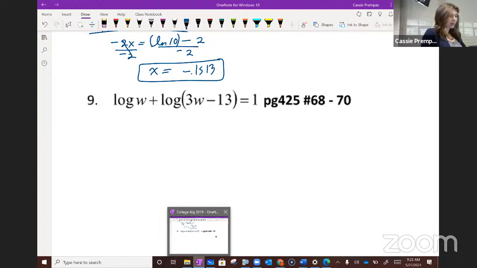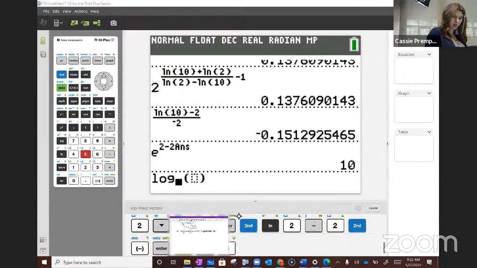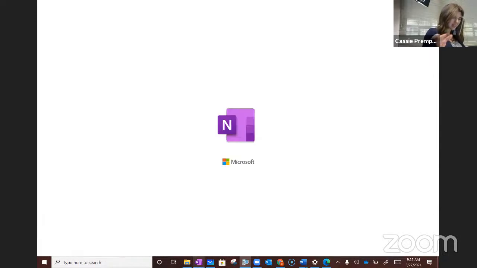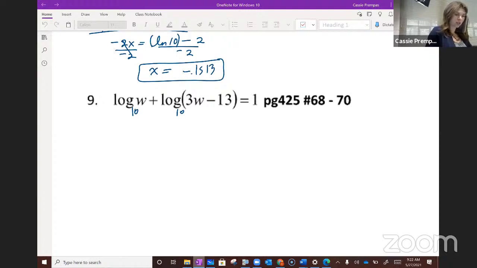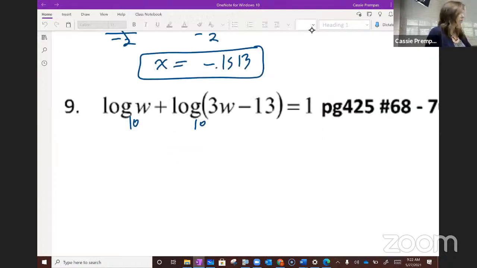Okay, number 9. There is no base of these logs. What's that understood to be? 10. Good. So write 10 in. You don't have to if you knew it, but it's important to know. Now, when you have a log equation, the goal is to isolate the log so that you can convert it to exponent form. Right now I have 2 logs. How can I make just a single one? Combine them. What property would combine them?